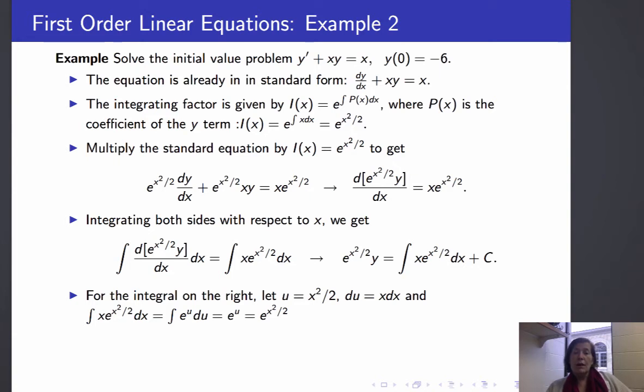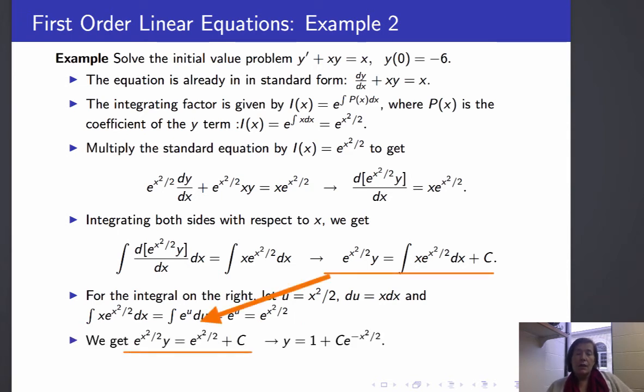For the integral on the right-hand side, we can use a substitution. u equals x squared over 2, du is x times dx, so it becomes the integral of e to the u du, which is just e to the u, plus a constant, which is e to the x squared over 2. We have the left-hand side, which is e to the x squared over 2 times y, is equal to e to the x squared over 2 plus a constant.